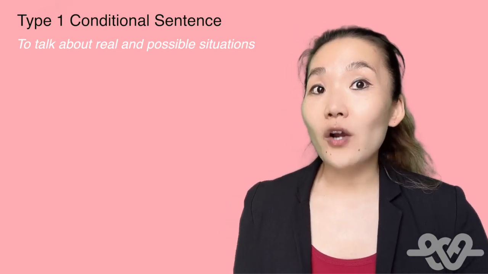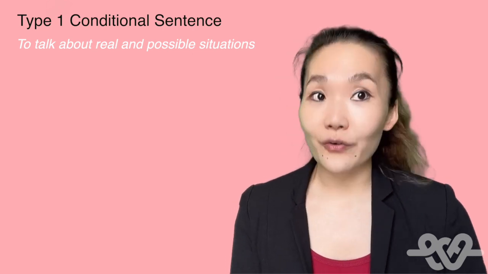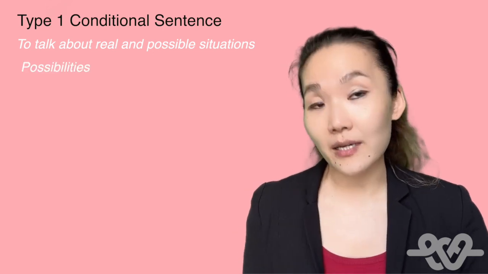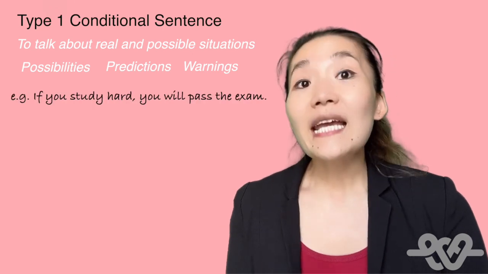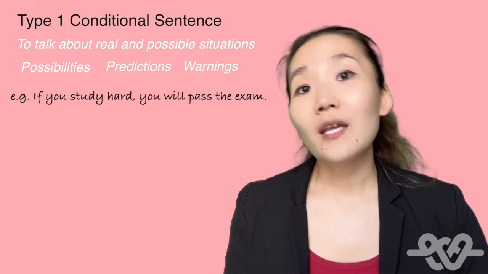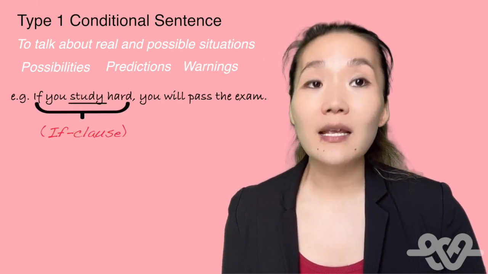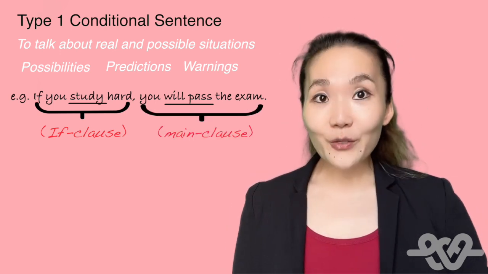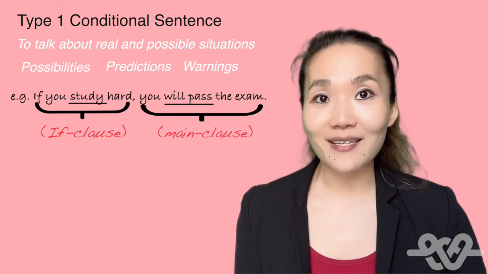These sentences talk about something that might happen in the future if a certain condition is met. We use them to express possibilities, predictions, or warnings. For example, if you study hard, you will pass the exam. As you can see, we use simple present tense in the if clause and simple future tense in the main clause. Now, let's look at some real-life scenarios where we can use type 1 conditional sentences.